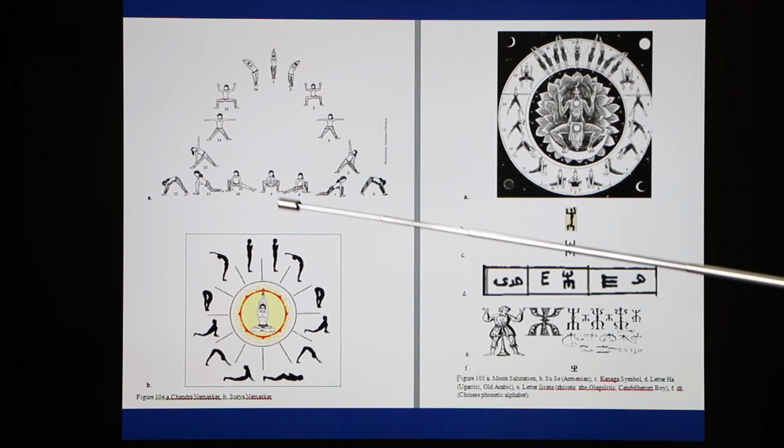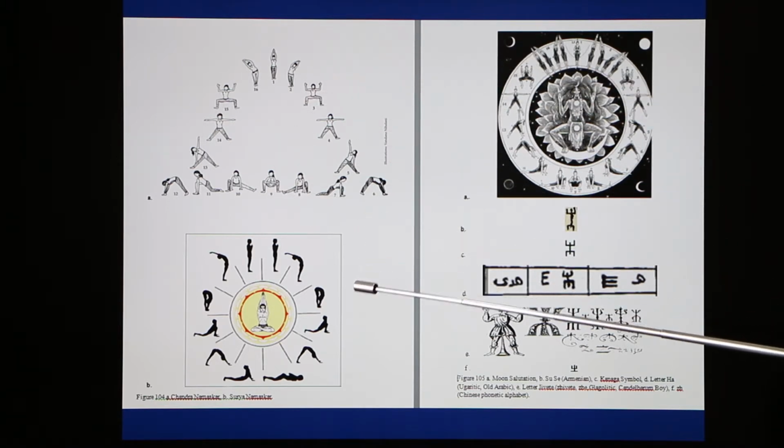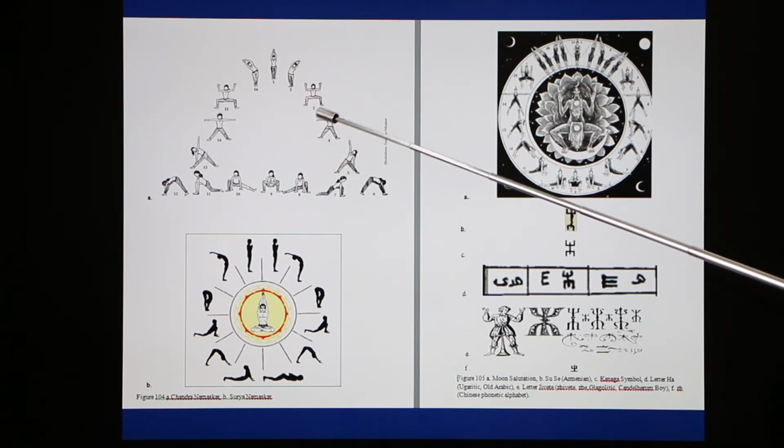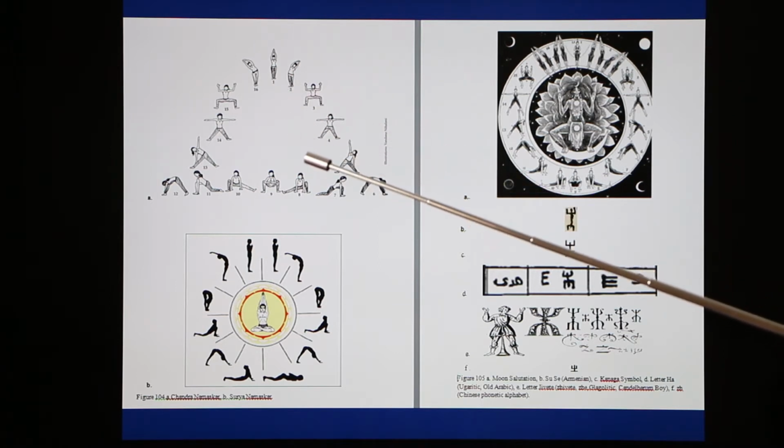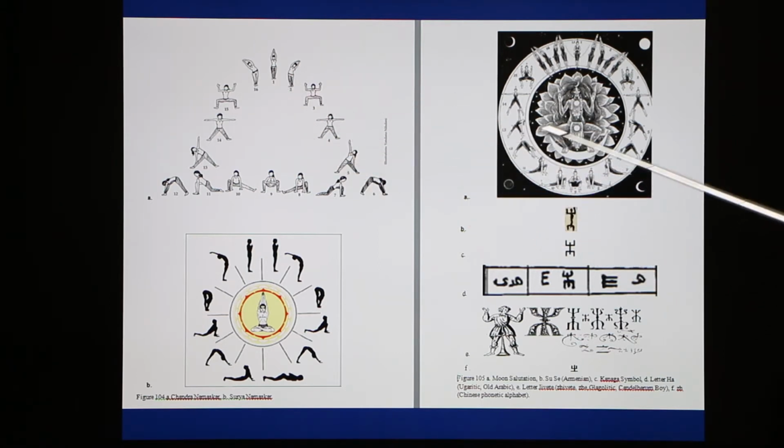Here I have the Chandra Namaskar and the Surya Namaskar. Here is another version of the Chandra Namaskar. I invite you to look specifically at these two. My colleague Jaya was wearing it this morning on her dress. Here you see it again, and here you see this man doing it in the center. That symbol comes up here as a letter, which we see here as the letter Ha in Old Arabic. And it's the basis of what I call the candelabrum man.